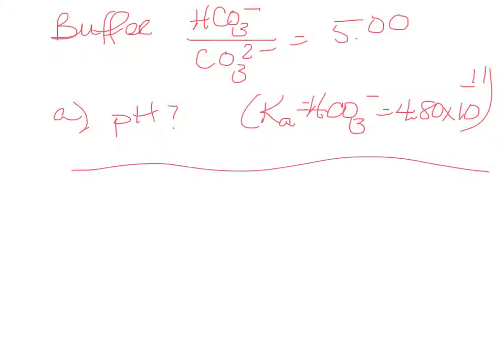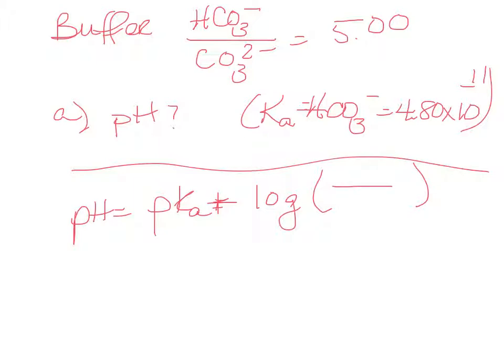All right, so we have a buffer, so hopefully the first thing you're going to do is write what you know, using the Henderson-Hasselbalch. Now, here's where the glitch is that most people seem to miss. What goes on top? The conjugate base goes on top, and the acid goes on bottom.